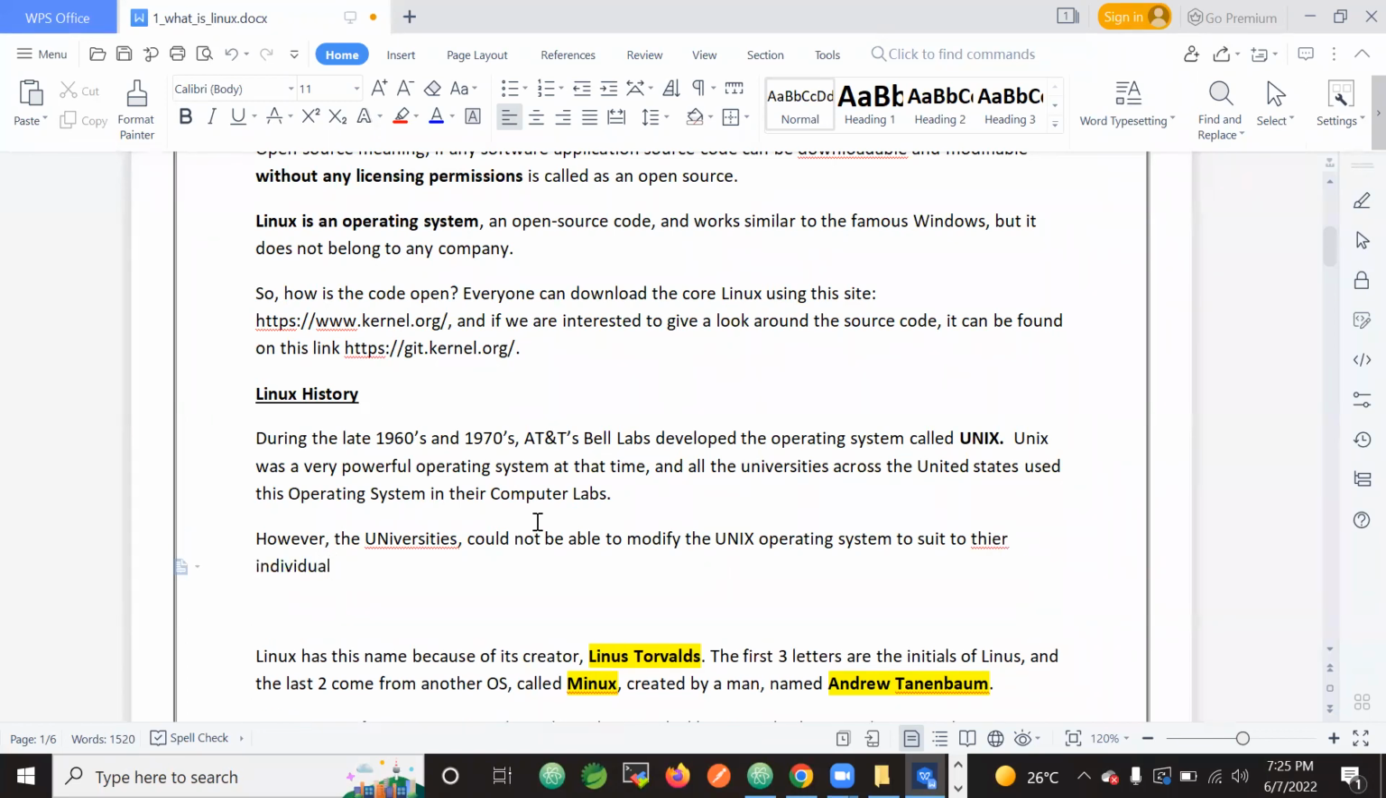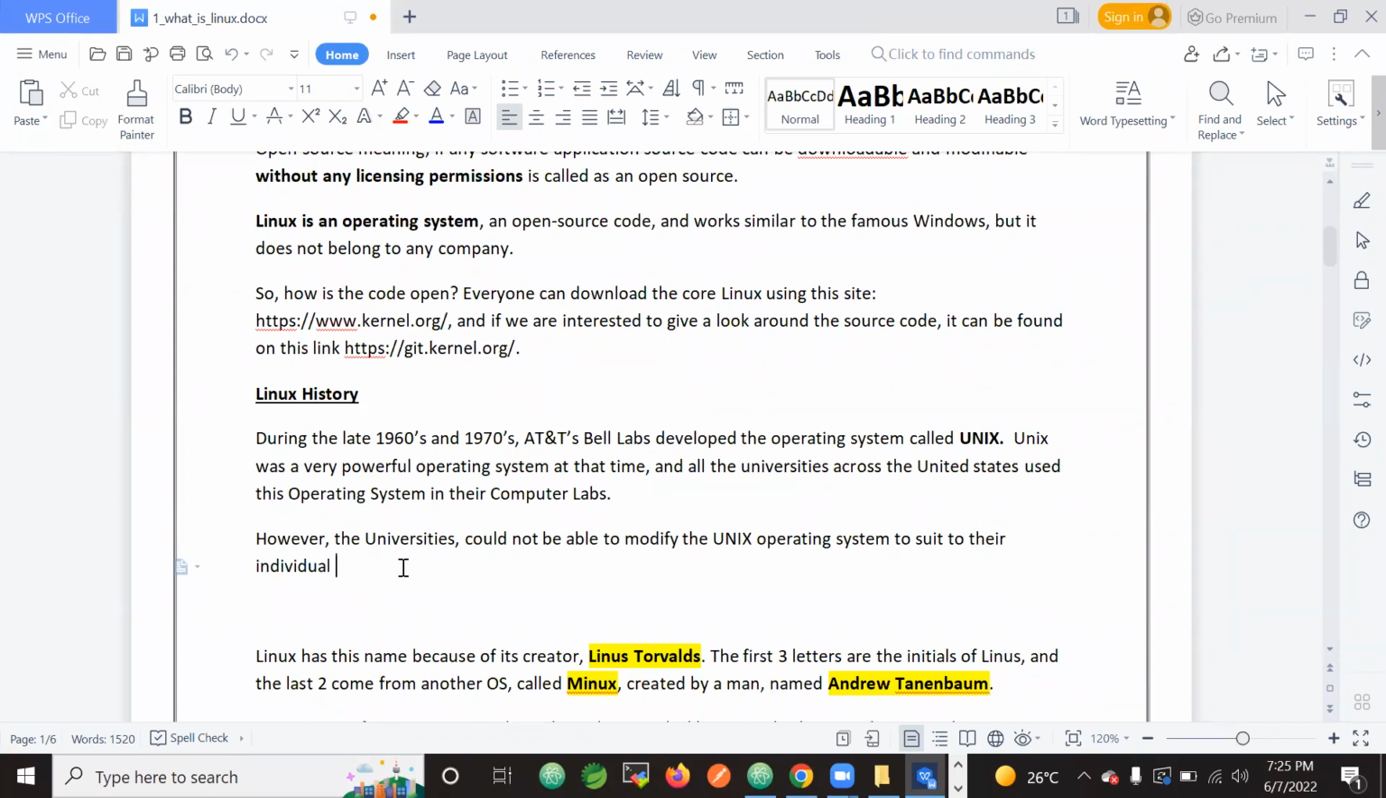Each and every university may have its own customizations, right? They might have their own kind of file management. Maybe they might require some customization. Every university might keep security and files differently. Maybe they have different management systems, correct? So when the universities tried to modify the Unix operating system to suit their individual needs, they could not.